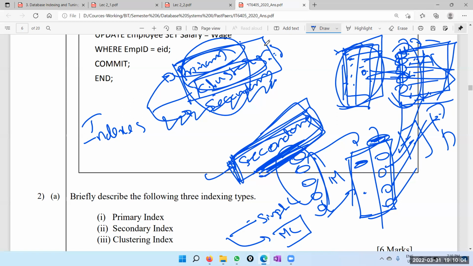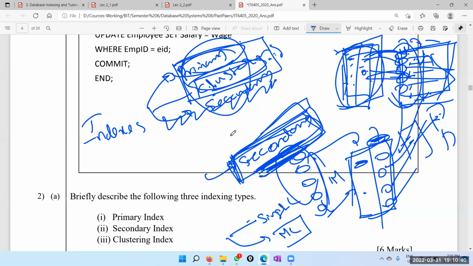Right, now let's look at the answers. Primary index. The primary index is the primary way of accessing your data file, and typically the primary index is based on your primary key. The primary index will have the primary key and the block pointer of the relevant block for that particular record. That is how you are supposed to explain it.